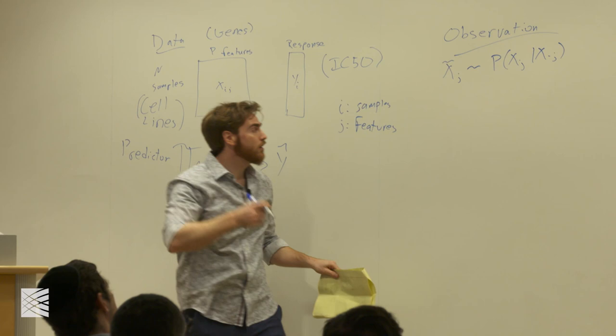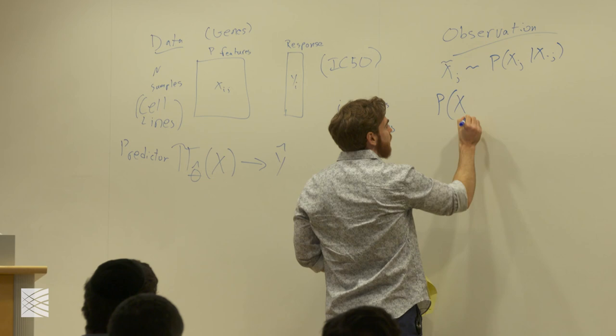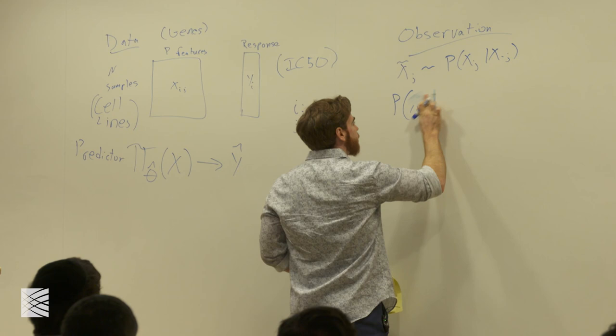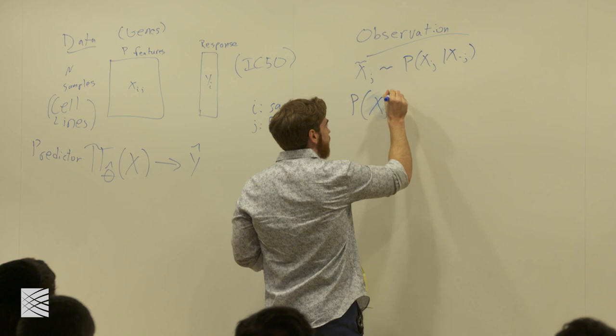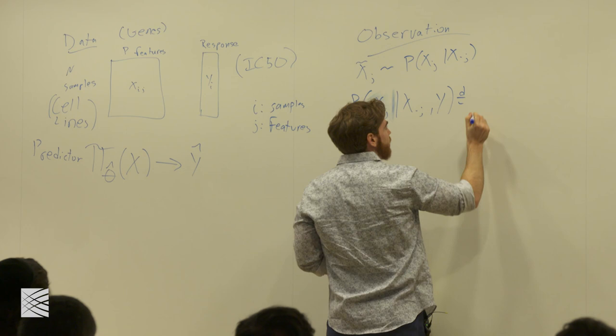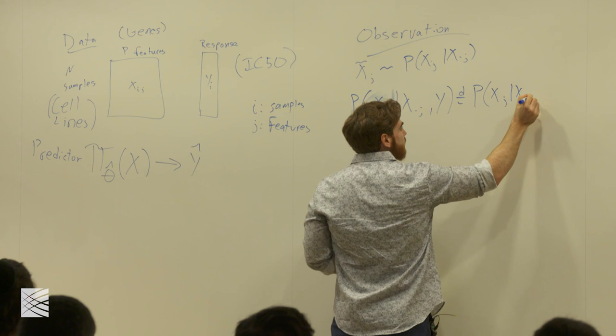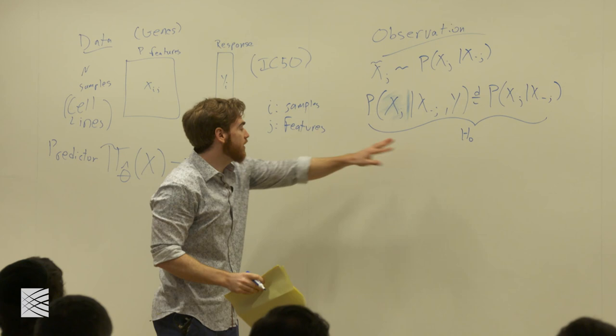Well, then it's pretty clear to see that the probability of x_j given x_not_j and y is equal in distribution to the probability of x_j given x_not_j under our null. Okay, so this is by assumption on the null, which I didn't write up here.